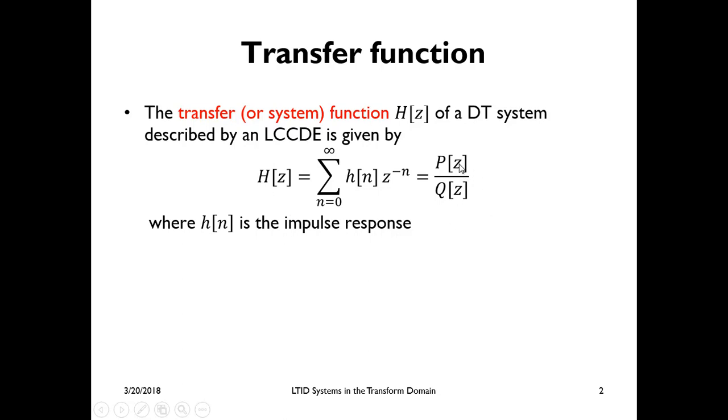H(z) is equal to P(z) over Q(z). P is a polynomial representing the time delay or time advance operators acting on our input signal. Q is a polynomial representing the time delay or time advance operators acting on the output signal. We can also think of H(z) as being the z transform of the impulse response h(n) of the system. Note that here we've assumed that the impulse response is going to be causal, so the sum only starts from 0 to infinity.